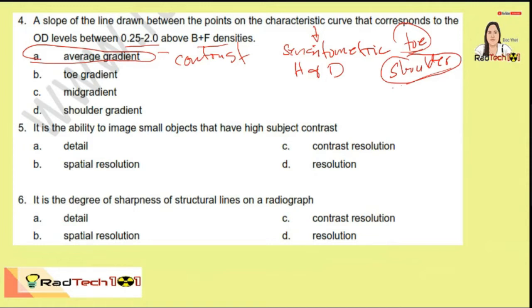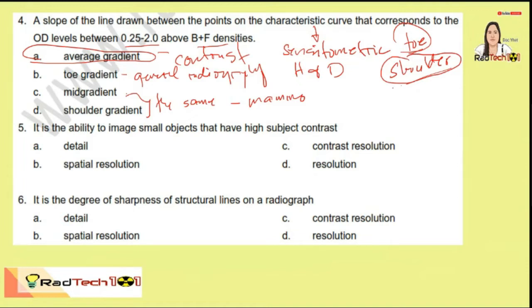So in general, yung ating toe gradient is more important for general radiography according kay Bushong. Yung mid gradient and shoulder gradient, they are the same. So other term ng shoulder gradient is mid gradient, and they are more important naman sa mammography.